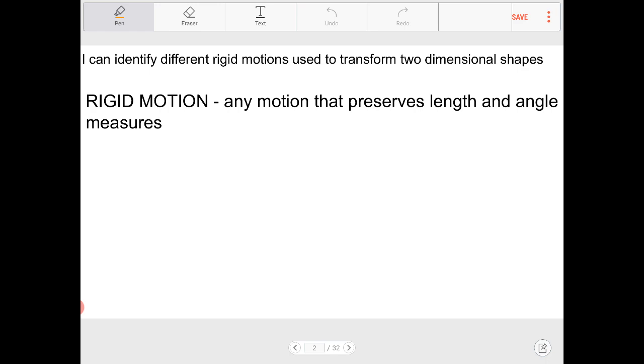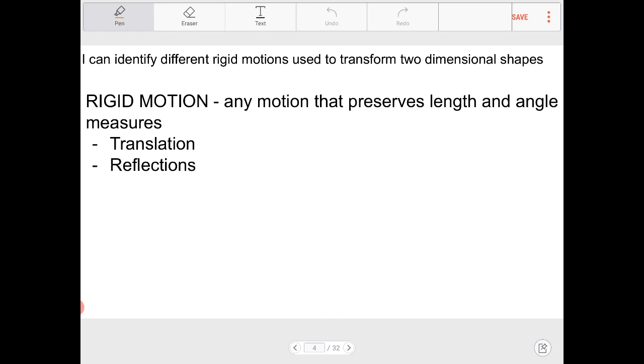A rigid motion is any kind of motion, any kind of movement that preserves length and angle measures. So what kinds of rigid motions exist that we've covered thus far? Well, we've talked about translating something, and to translate something means we can move it in the horizontal direction as well as in the vertical direction.